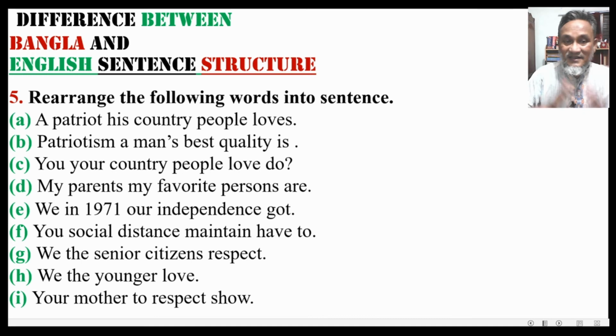Please, friend, listen to me very carefully. All these sentences are written according to Bangla sentence structure. There is a difference between Bangla sentence structure and English sentence structure. Bangla sentence structure is first subject, then object, then verb. But English sentence structure is first subject, then verb, and then object or extension. All these sentences are written according to Bangla sentence structure.